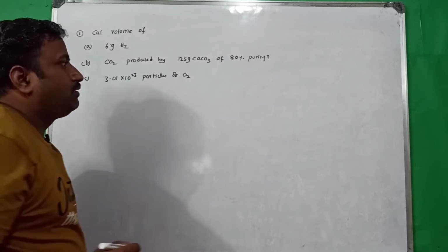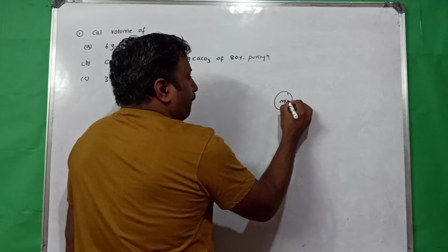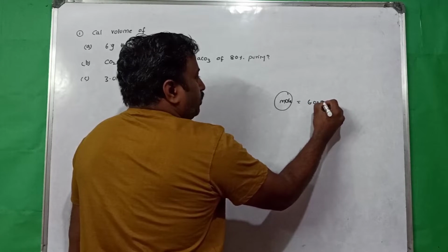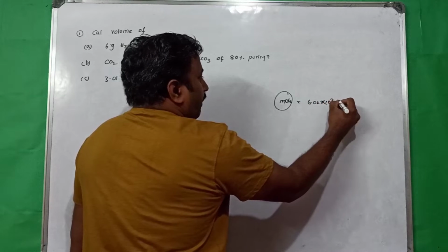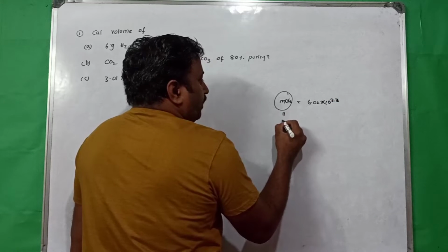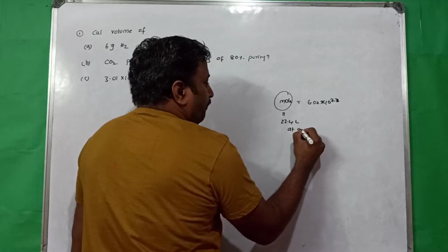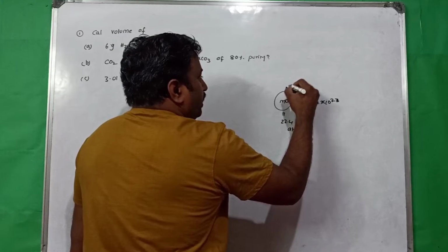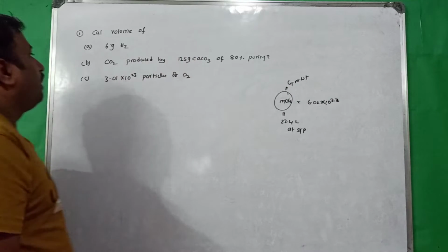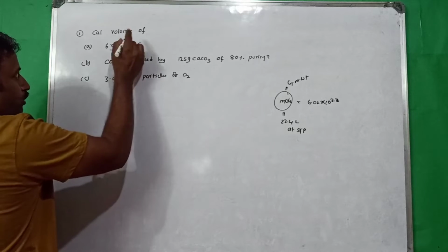For that, let me recall: a mole is equal to 6.02 into 10 power 23 particles. A mole equals 22.4 liters at STP. A mole is equal to gram molecular weight. Now, first, for 6 grams of H2, we have to find the volume.